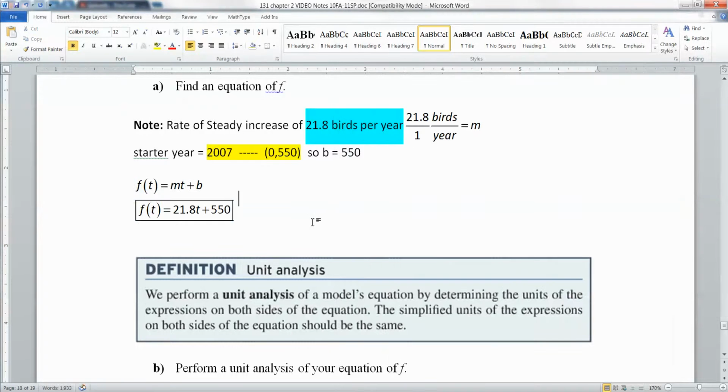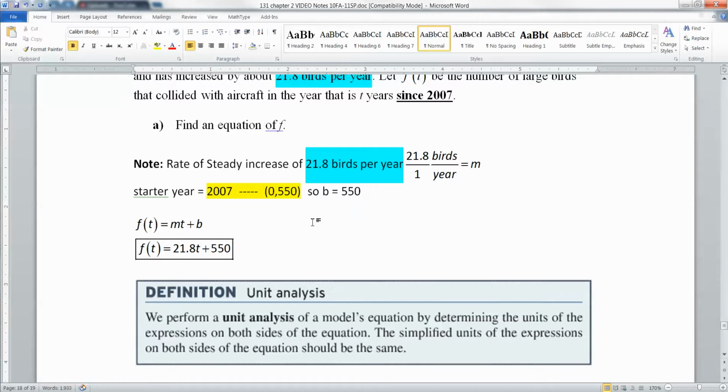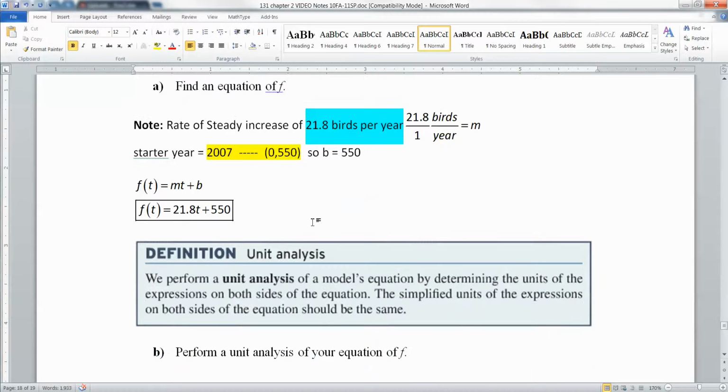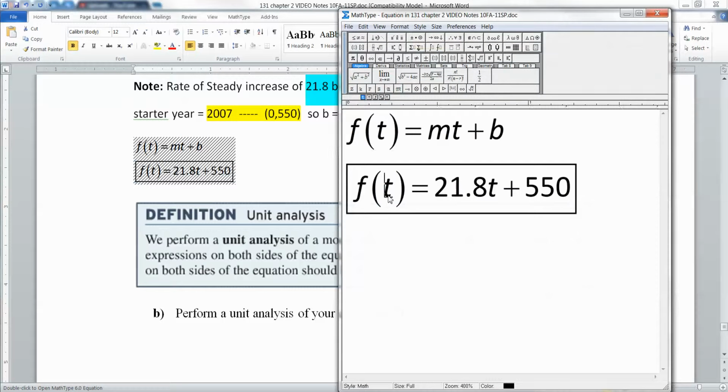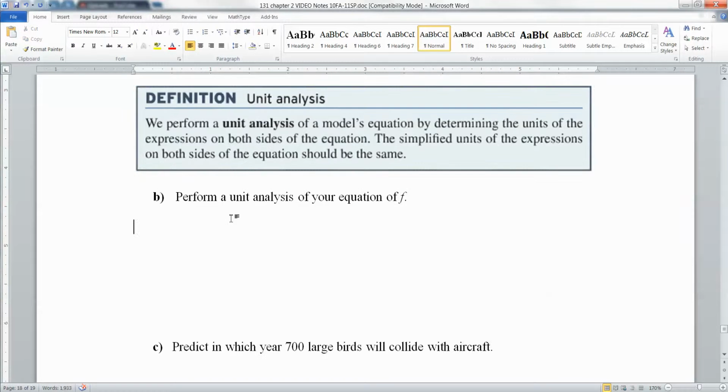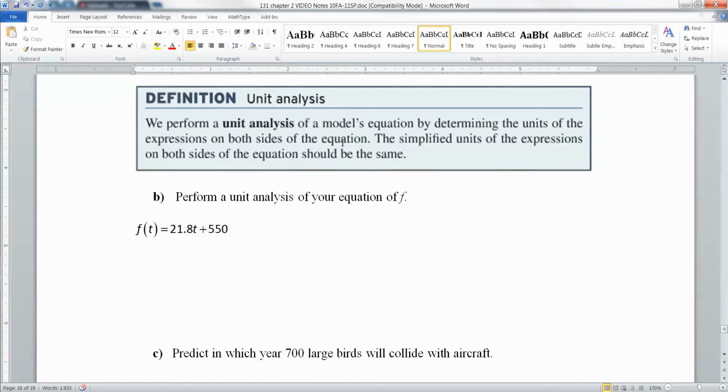21.8t plus 550. That's your equation. All right, let's do a little bit of unit analysis on that. This is not my favorite thing to do in this particular problem, but we just want to make sure that we perform a unit analysis of the model's equation in order to determine the units of the expressions on both sides. The simplified units should be the same.